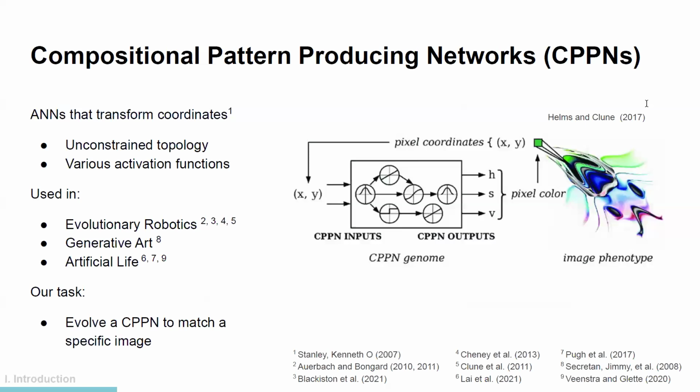And they have a lot of really interesting features for evolutionary computation. Notably, they have unconstrained topology, so you can arrange these nodes and edges in pretty much any way you'd like. They also can have various activation functions on their nodes, which allows for features like symmetry, repetition, variation, other features that are very useful for art, but also in other biology kinds of contexts. And so they're used a lot in evolutionary robotics, generative art, and a lot of other artificial life adjacent fields. And our task, again, was to try and evolve one of these to produce a specific target image.